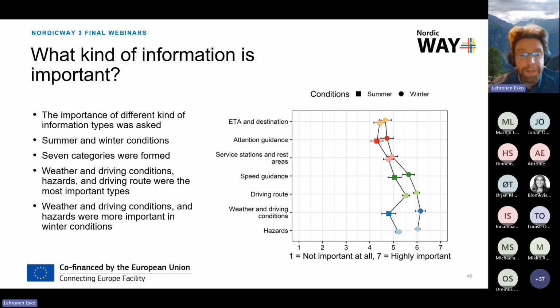And also we can interpret that those more safety critical things like weather and driving conditions and hazards are maybe rated the most important. Also, this driving route information is very relevant, one of the most relevant in both summer and winter conditions, and that of course can be explained by the fact that it contains information about the weight and height limits, for example.